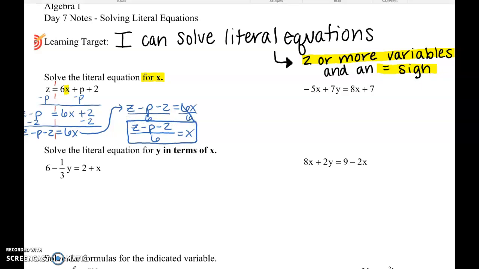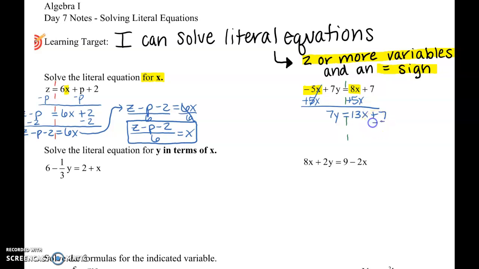Over here in the next example, we're still trying to get x alone, but we notice that x is on both sides. So we have negative 5x and 8x. I want to combine those first. You could either subtract 8x or add 5x. And I'm left with 7y equals 13x plus 7.